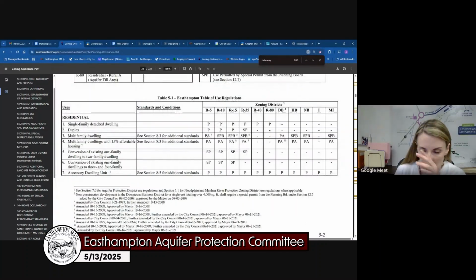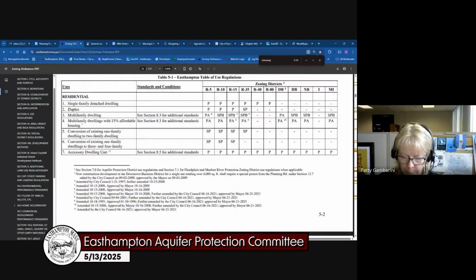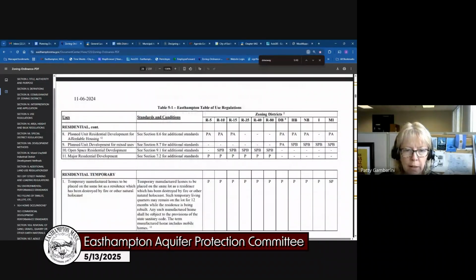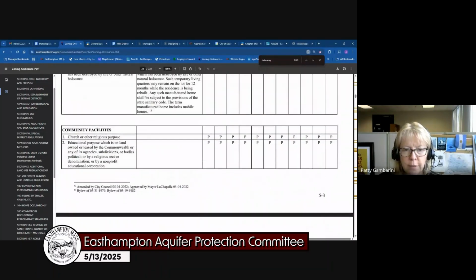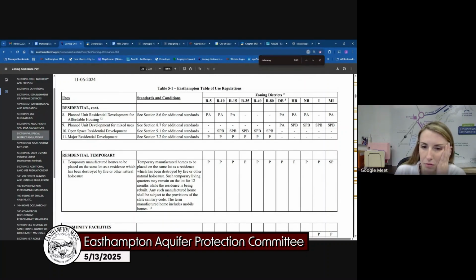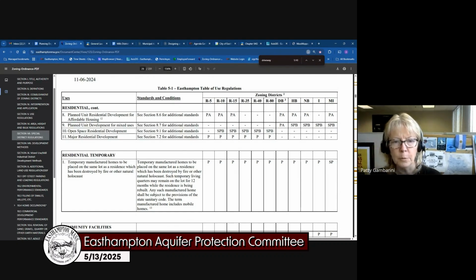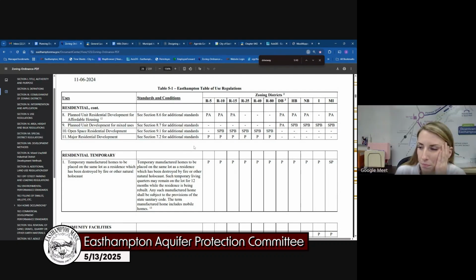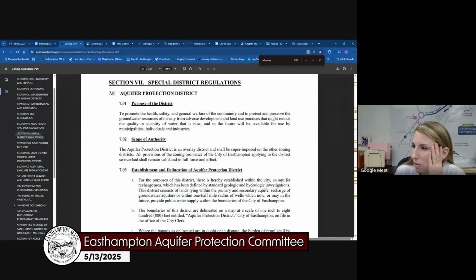Next page. Major residential development, page 5-3. What is that major residential development? It's permitted by right in the R40 and R80. I think it's just a traditional subdivision. Okay, and that would be subject to all the subdivision regulations. I'm going to confirm that right now by looking at 7.2 for additional standards.